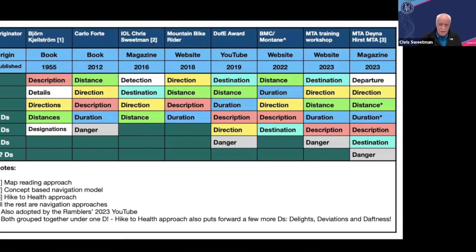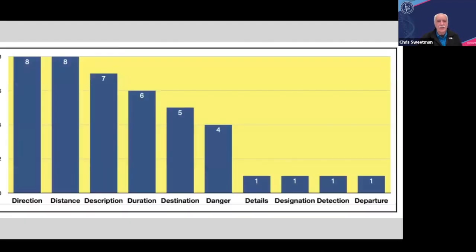So we've got a number of Ds here, and each version has their own different numbers of Ds, and some have even got danger in there, more about that a little bit later. Some of them are in a book, some in a magazine, a YouTube video in one instance, and in modern times websites. Taking account of all those, we've got eight Ds of navigation. None of them are adopted universally.